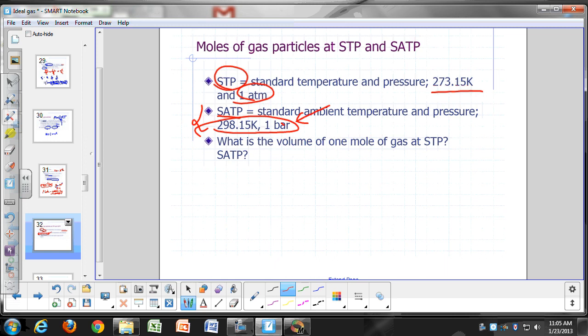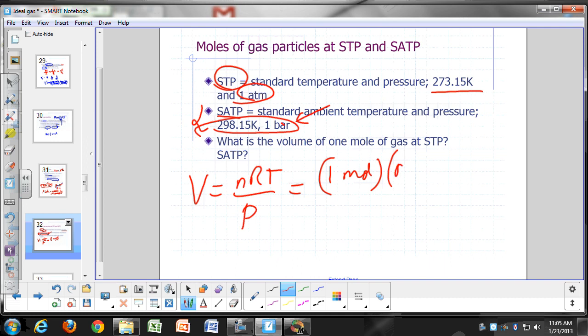What did you remember from freshman chemistry? 1 mole of gas at STP, what's the volume? Let's calculate. Volume is nRT over P. If you have 1 mole, what's our R? Let's do it in liter atmospheres: 0.08206 liters atmosphere per mole Kelvin. And what's our temperature? 273.15.